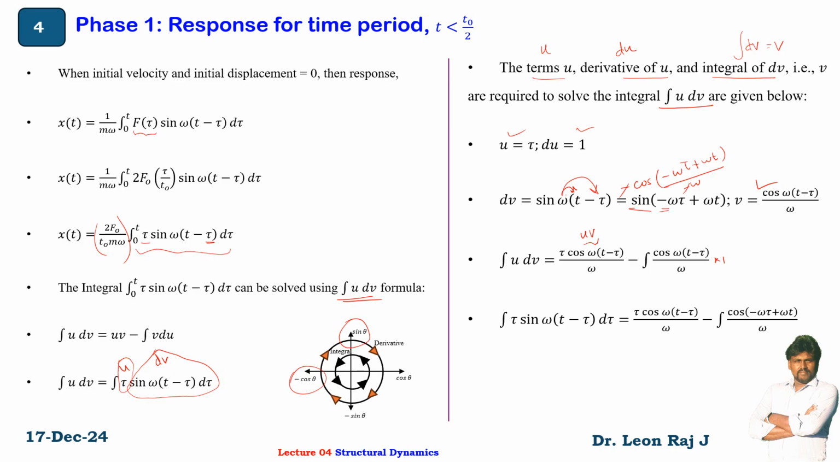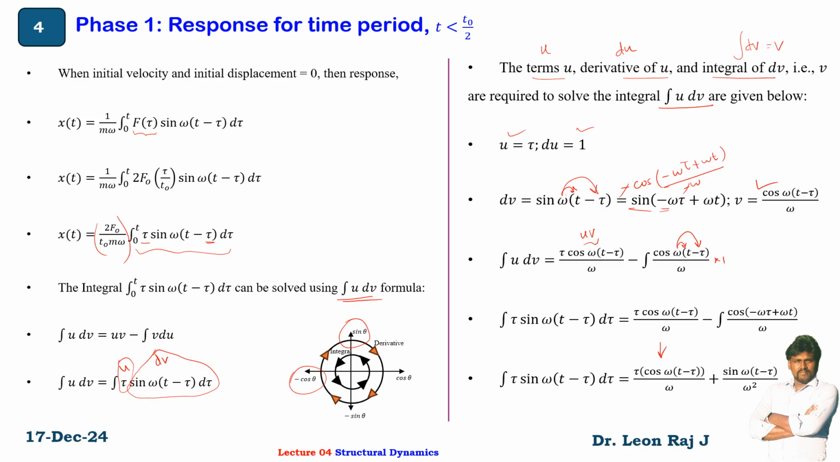So the integral of tau into sin omega (t minus tau) d tau is equal to tau into cos omega (t minus tau) divided by omega minus the integral of cos omega (t minus tau). Just multiply the omega term inside and here also inside: cos of minus omega tau plus omega t divided by omega. Then subsequently you get your results. The tau cos omega (t minus tau) divided by omega is the same.